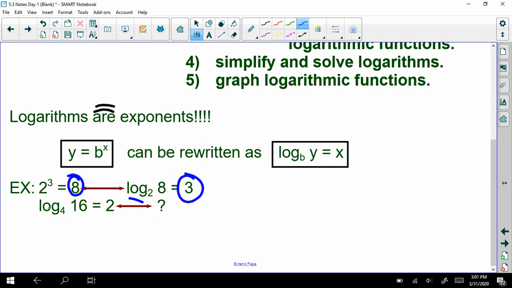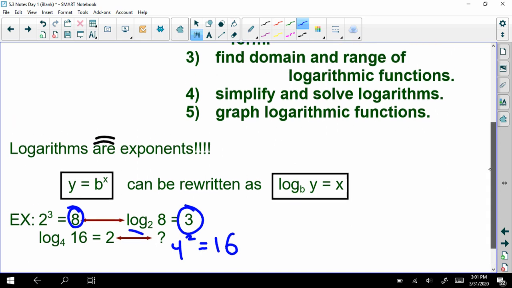So by putting that together, 4 squared is 16, so that's why log base 4 of 16 is 2, because 4 squared is 16. We could rewrite that as 4 squared equals 16. That's all it means when it's talking about converting, writing logs as exponents, exponents as logs.